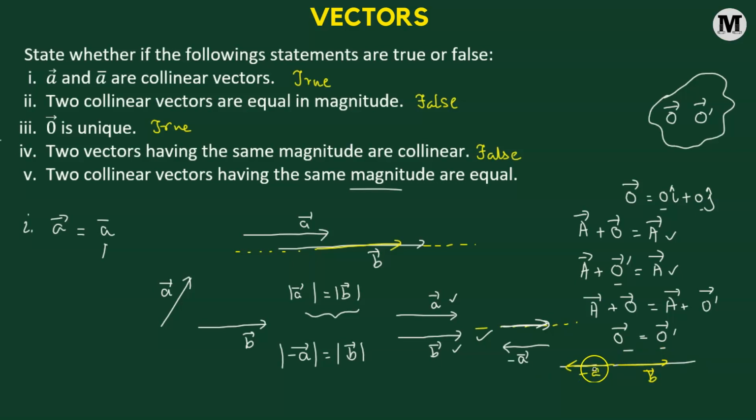So these two vectors have the same magnitude, they are collinear, but they are not the same vectors. They're completely different vectors. They are opposite to each other. So it is not necessarily true that two collinear vectors having the same magnitude are equal. So in this specific example that we took, if we take two anti-parallel vectors having the same magnitude, they are not going to be equal.